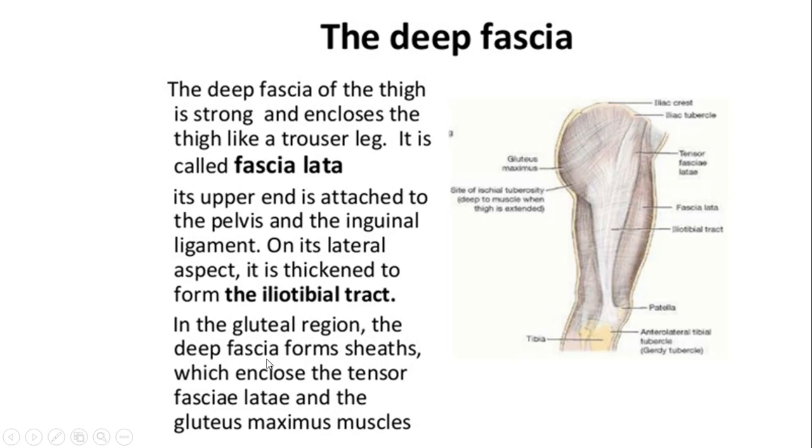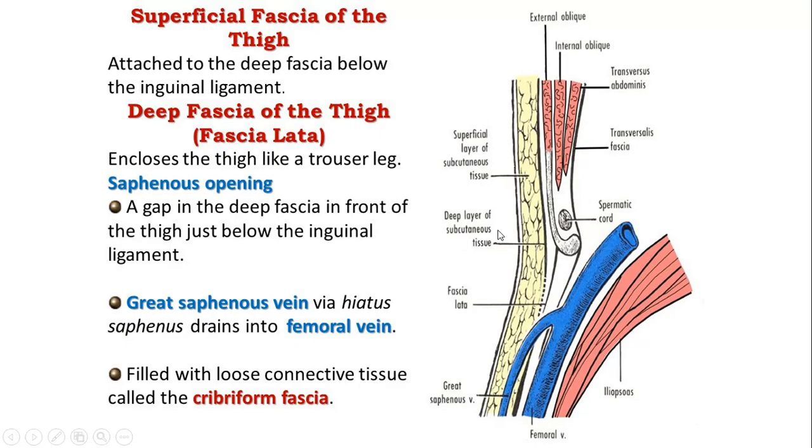In the gluteal region, deep fascia forms the sheath which encloses the tensor fascia lata and gluteus maximus muscle. So here in the gluteal region, this deep fascia will divide into two parts and enclose within it the gluteus maximus and tensor fascia lata muscle. Here is shown the tensor fascia lata muscle, and here is the gluteus maximus. So these are the modifications of deep fascia.